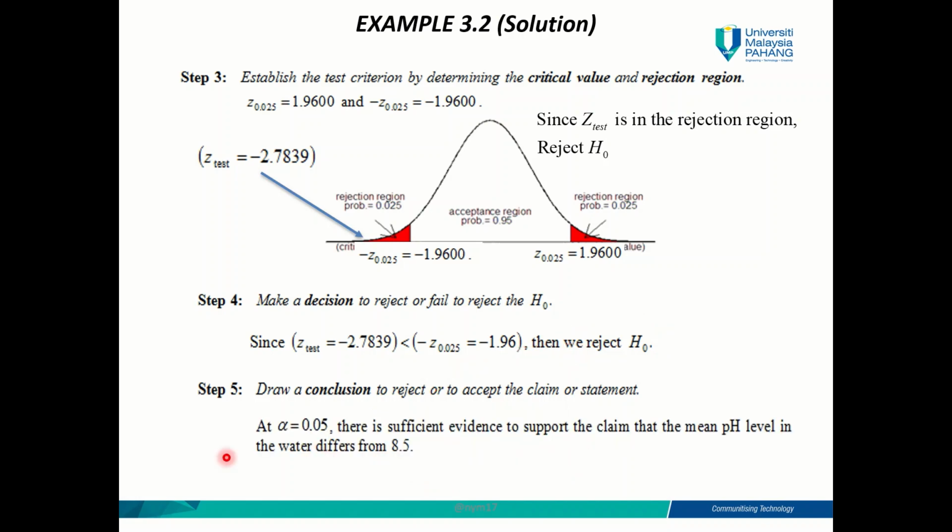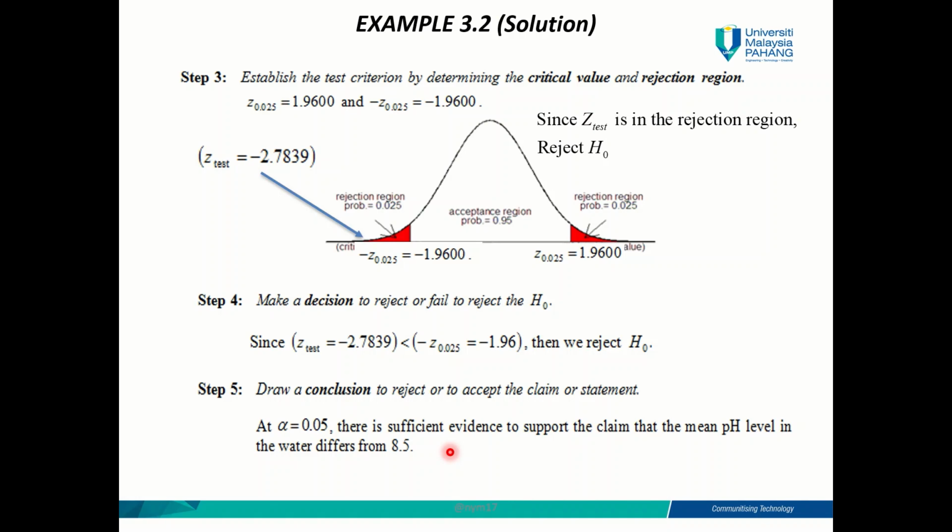Okay, so this is the conclusion. At alpha 0.05, there is sufficient evidence to support the claim that the mean pH level in the water differs from 8.5. Okay, so in your conclusion, class, make sure that you include your significance level, and then you write that there is sufficient evidence, and then what the conclusion is, to support or to reject. But in this case, we support our claim. Okay, alright, so these are the 5 steps of doing hypothesis testing for one population mean using the traditional approach.